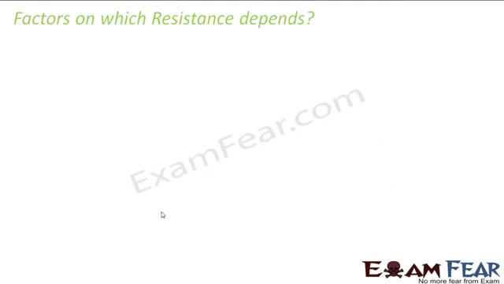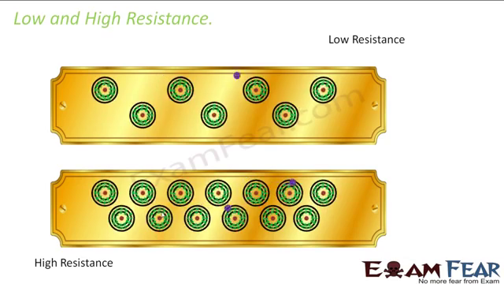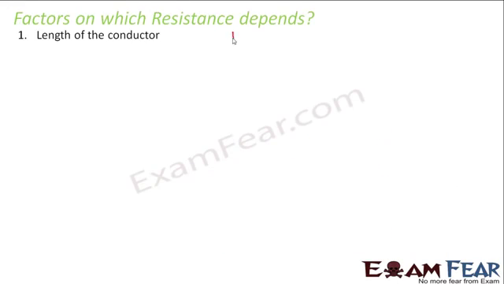Right? So now let us see what are the factors on which resistance of a material depends. The first one is the length of a conductor. The greater the length of a conductor, the more will be the collision, because as you saw in our last slide, if the length of the conductor is more, that means the free electron will experience more and more collision. More collision means more resistance, right? So resistance will increase with increasing length. So we can say that resistance is directly proportional to the length of the conductor.